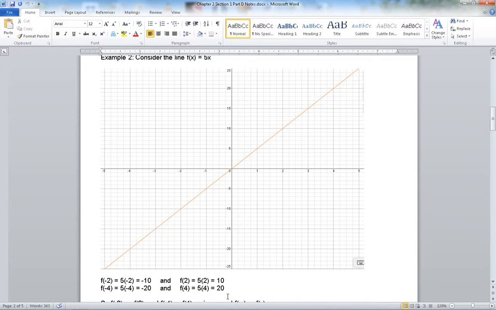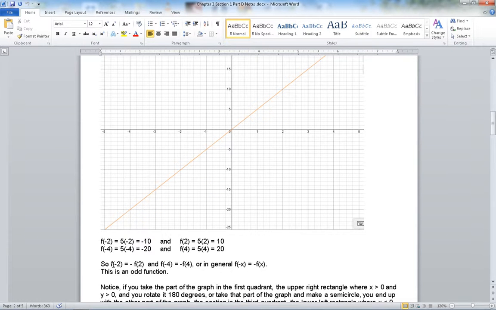So we see that one is negative 1 times the other. So we meet the definition of f of negative x equals negative 1 times f of x. So f of negative 2 equals negative f of 2, and f of negative 4 equals negative f of 4. Or in more generality, f of negative x equals negative f of x. So this meets the definition of an odd function.